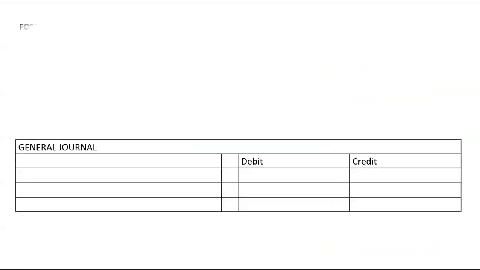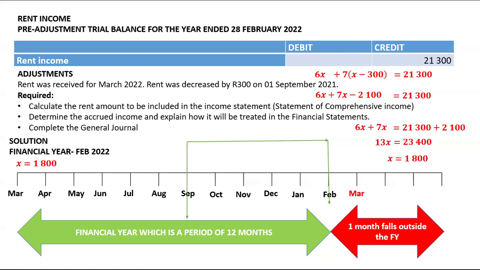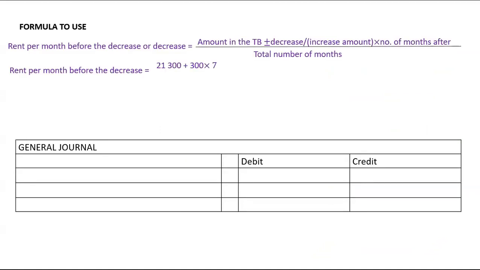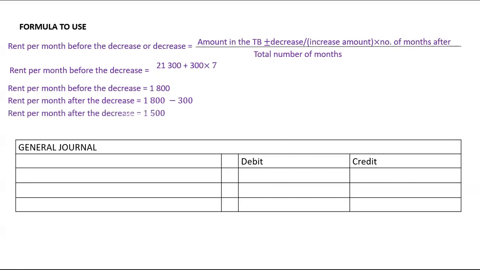If you use this formula, it'll be, I forgot the value. It'll be 21,300. Because it's a decrease, you'll say plus 300. The months after the decrease were 7. So it'll be plus 300 times 7 divided by 30, which gives you 1,800. And then you just have to reduce it by 300 to get 1,500. So rent for March was 1,500.